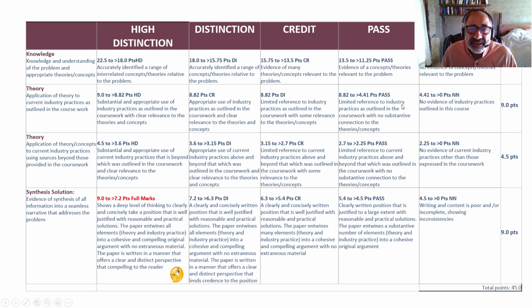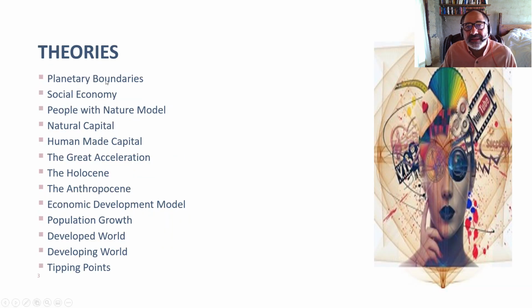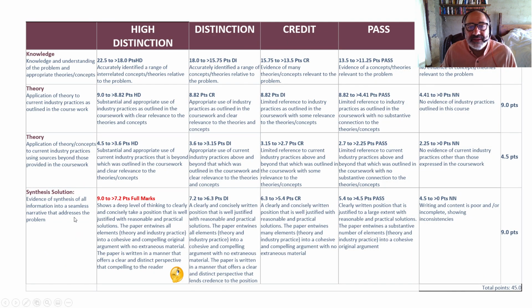If you have a couple in there, but you've just dropped them in, they don't really relate very well to your question, well, we'll give you between 4 and 8 marks. If you've related it to the theories and concepts, remember the ones up here? So you've provided an appropriate example of land system change or of population growth, then you get a credit. And distinction is appropriate use. If you've used the right examples in the right spots, then we'll give you 8 out of a possible 9.